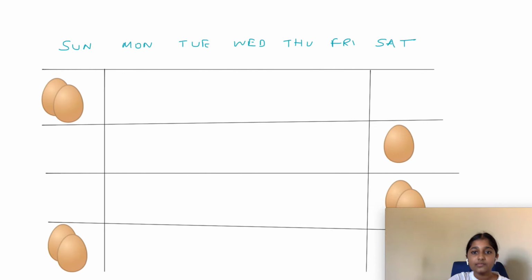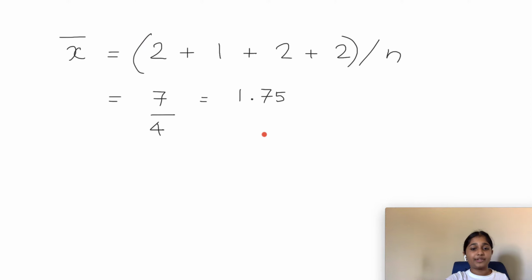So let's say somebody asked me how many eggs I would usually eat over the weekend. And so we have this chart to help me out. I ate 2 eggs on Sunday, 1 egg on Saturday, 2 eggs on Saturday, and 2 eggs on Sunday. So what I would do to answer this question would be to find the mean. That's what we're doing here.